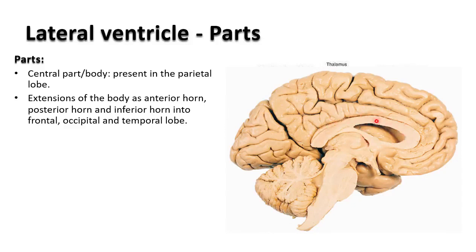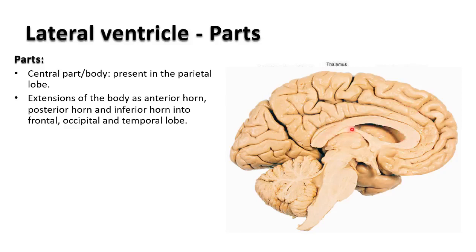Okay, so here you are able to see again that the septum pellucidum has been removed. That is your corpus callosum, and this is your thalamus. So the septum pellucidum has been removed. Now you are able to see the cavity. Mainly this is your frontal lobe. So naturally you are seeing the anterior horn of the lateral ventricle.